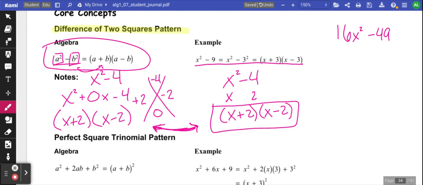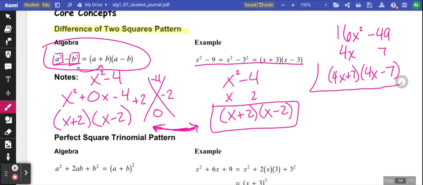So you want to think of the square root of each of these. 16x squared, the square root of that is just 4x. Square root of 49 is just 7. So we can just go through and say, well, I know this is going to be 4x plus 7 and 4x minus 7. That's where this trick kind of comes in handy. It saves you a little bit of time with something that would be kind of a complicated problem to do the other way.